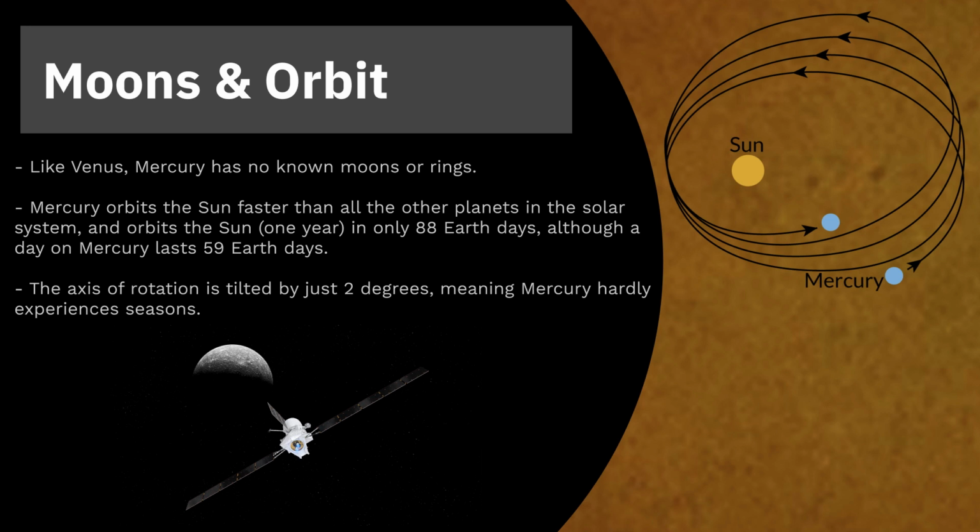With an axis of rotation tilted just 2 degrees with respect to its orbit around the Sun, Mercury hardly experiences seasons as other planets do.